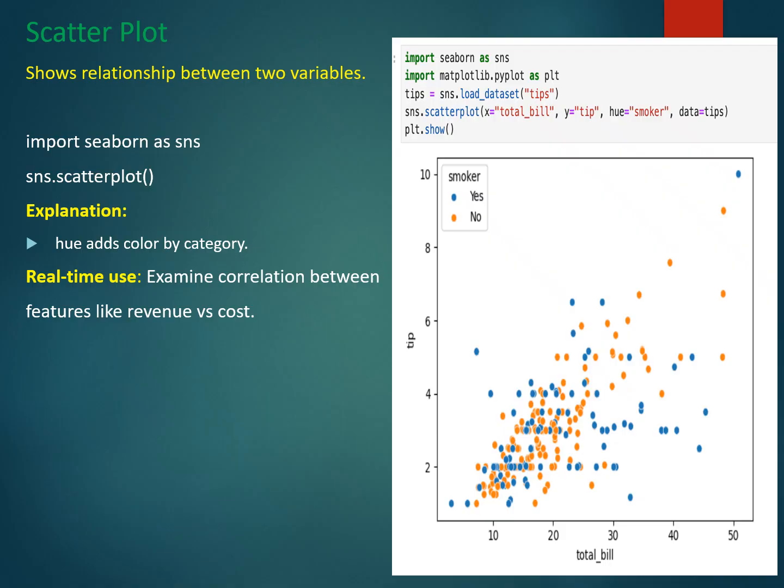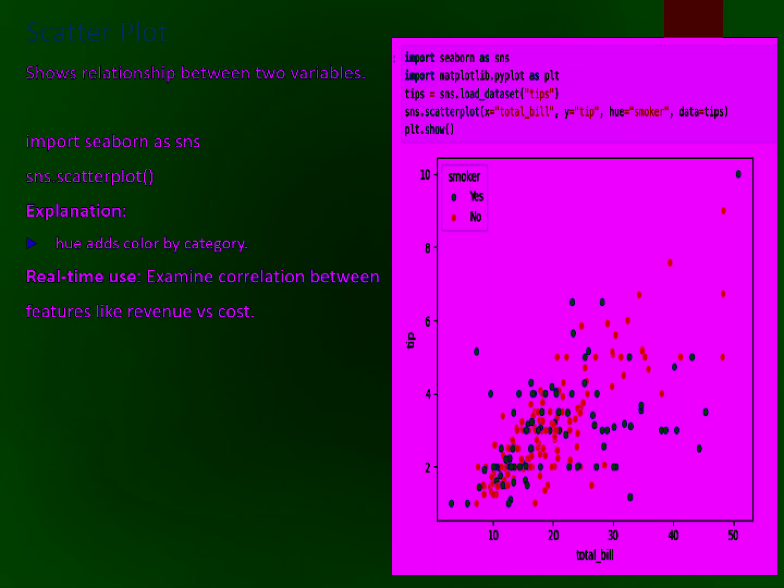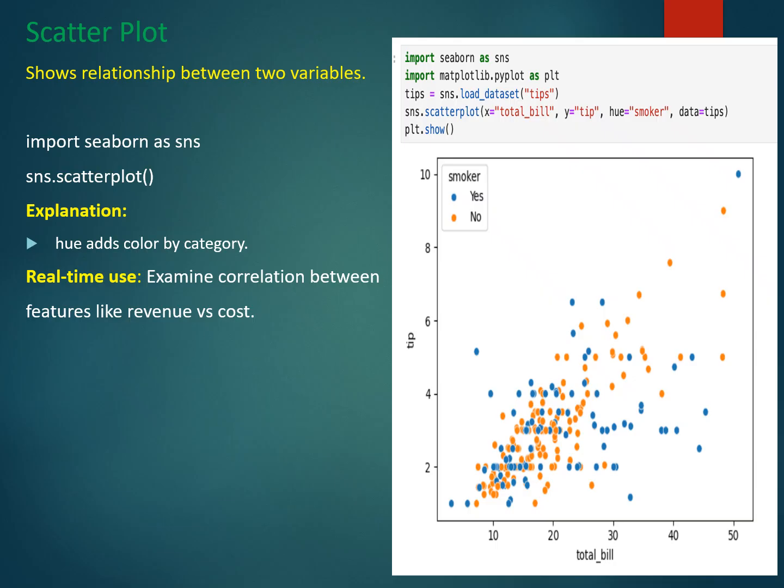Scatterplot. The scatterplot shows the relationship between two numerical variables. Important parameters: x and y, numerical features; hue, category grouping; size and style, additional dimensions. Scatterplots are critical for ML. They help detect correlation, linear relationships, and nonlinear patterns. Before applying regression models, we check scatter plots to see if a linear relationship exists.